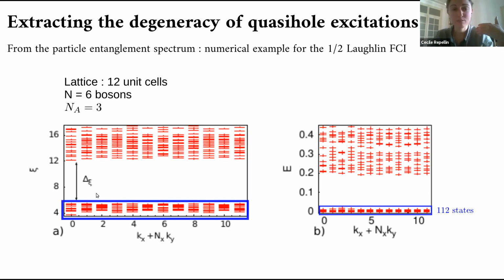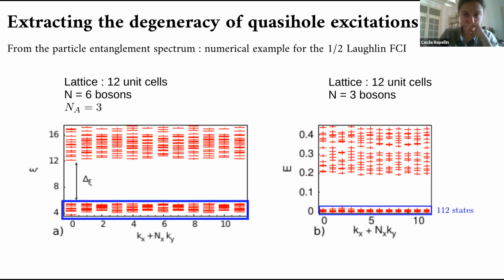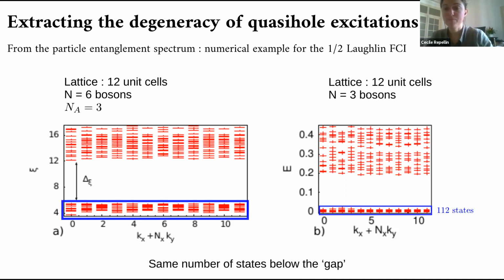I have an entanglement spectrum which is gapped. So we talk about an entanglement gap and some states below this gap. And the number of states below this gap is exactly the same, 112. So exactly the same as the number of states below the gap in the energy spectrum when I only had 3 bosons in the system and the same number, 12 unit cells. So I have the same number of states below the gap.